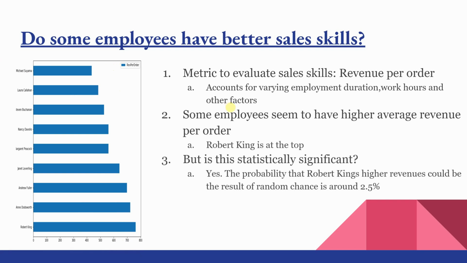And to assess that, we ran a bunch of statistical tests. I ran something called a Welch's t-test, a student's t-test, and also I ran it through a Monte Carlo simulation. And I concluded that yes, Robert King's higher sales revenue is attributable to something other than random chance. The probability that his higher revenues could have been the result of just random chance is around 2.5%, which is really low, and it's below the accepted threshold of 5%. For us to now state that no, that difference is significant, and there has to be something he's doing that places him over and above the other employees.